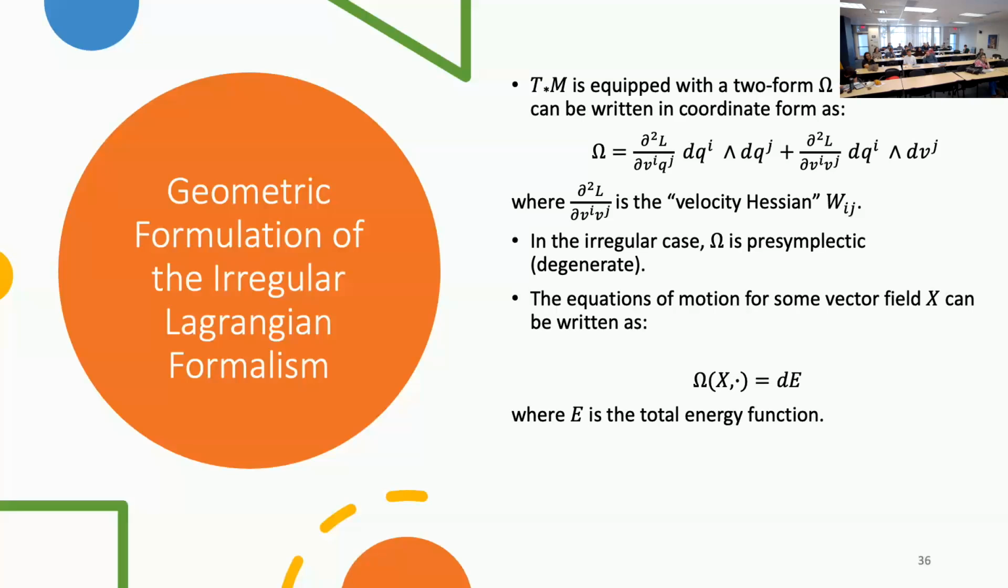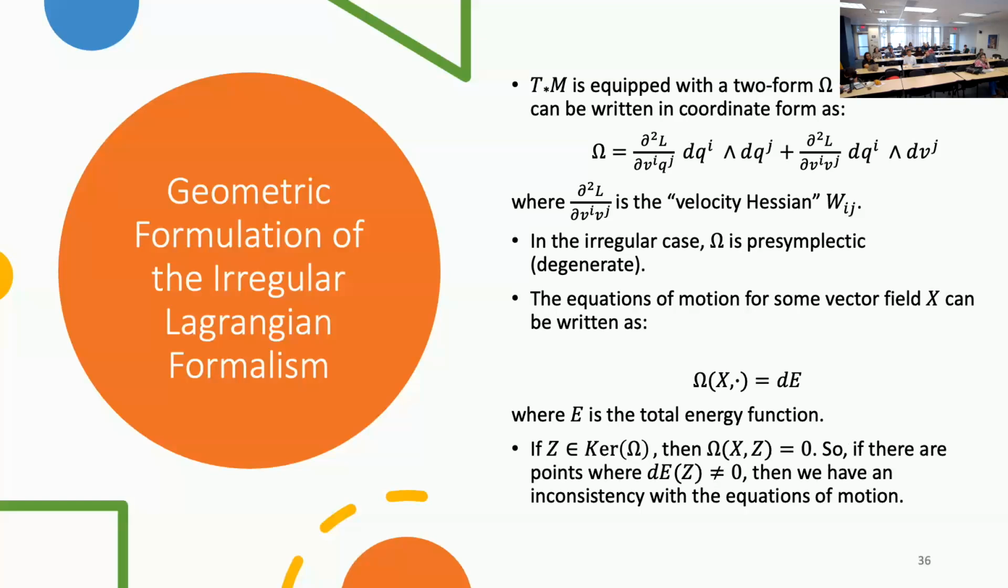And moreover, one can notice that if we have some vector field z that is one of the null vectors of this pre-symplectic two-form, then the contraction of this two-form with z and any other vector field x is going to be 0. So if there are points where the contraction of dE with z, that is z being one of the null vectors, is not equal to 0, then we seem to have an inconsistency with the equations of motion, since we'll have the left-hand side equal to 0 and the right-hand side not equal to 0.